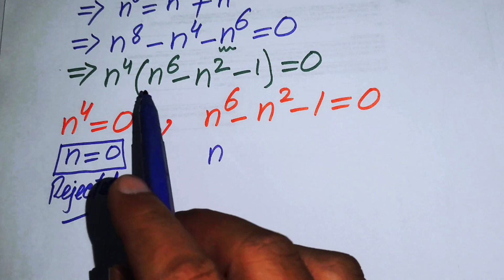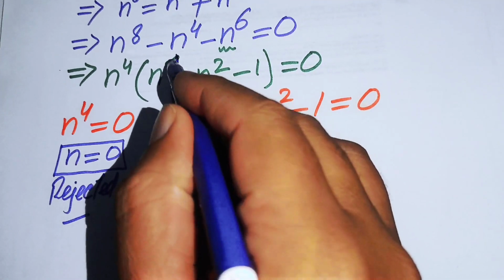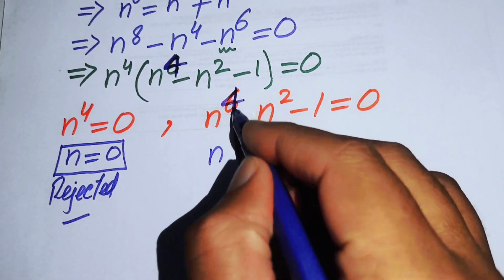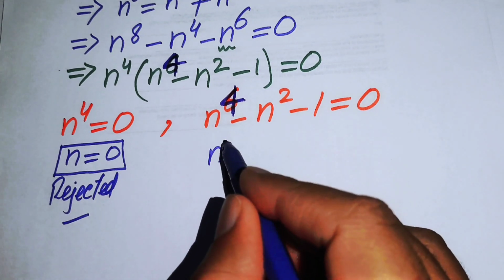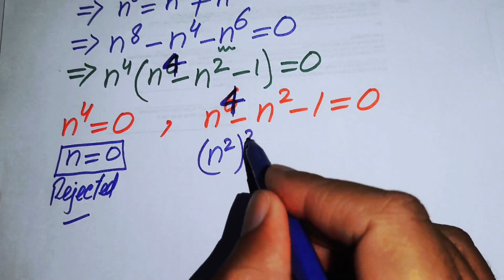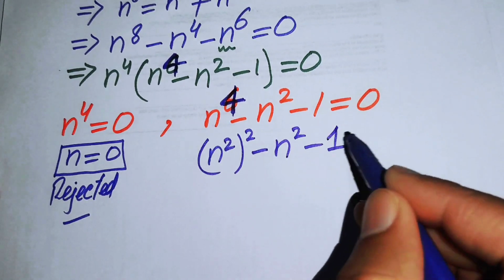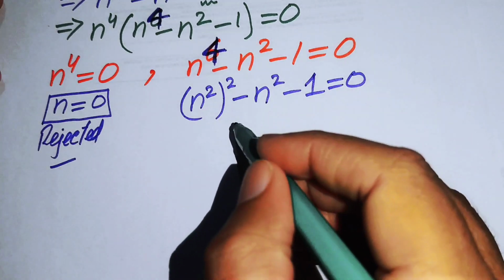Here you see that when you take common n to the power of 4, then you get n to the power of 4. So actually this term is n to the power of 4. So we write this n to the power of 4 as (n squared) whole squared minus n squared minus 1 equals 0.